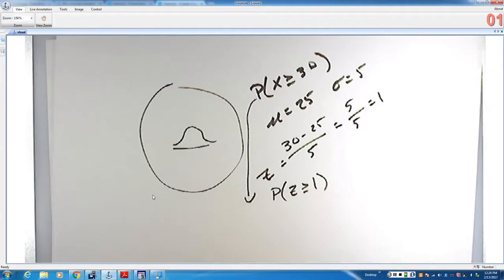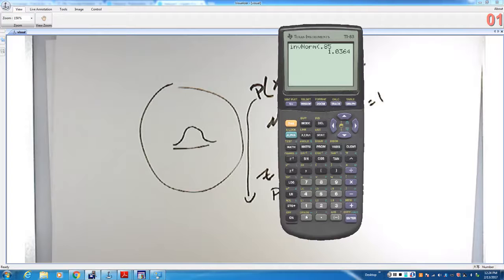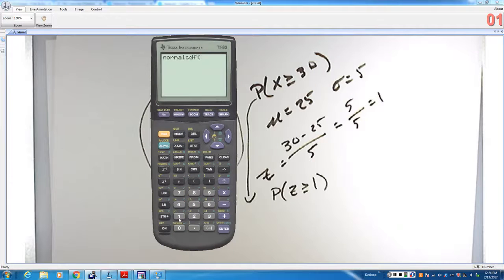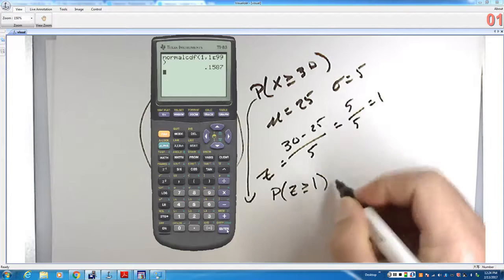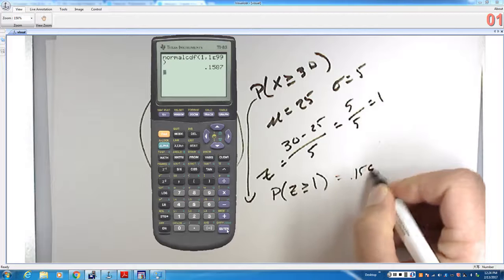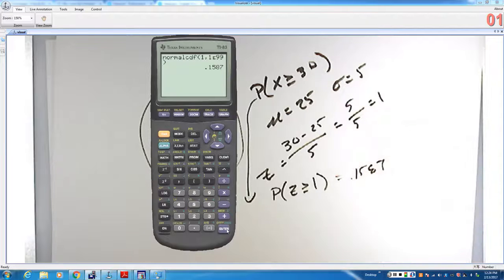So now we want to look at that, and we can look at it on the computer or the tables or the calculator. I'm just going to do the calculator. And we went second, DISTR. Okay, second DISTR. We went out to normal CDF. We went over to 1, all the way out to infinity. And the way we translate infinity is 1 E 99. And press enter. And we get that our probability is 0.1587.